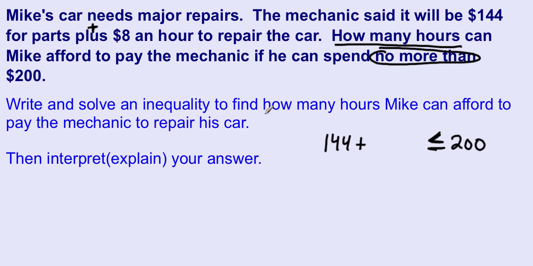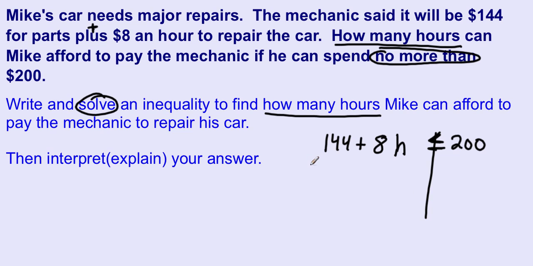Well, we want to know how many hours he can afford. So we don't know, so let's call that H, but we know it's going to be $8 per hour. So we're going to do 8 times the number of hours. So 144 for the parts, plus $8 for every hour that he works, but it's got to be less than or equal to 200. The most he can afford is $200.